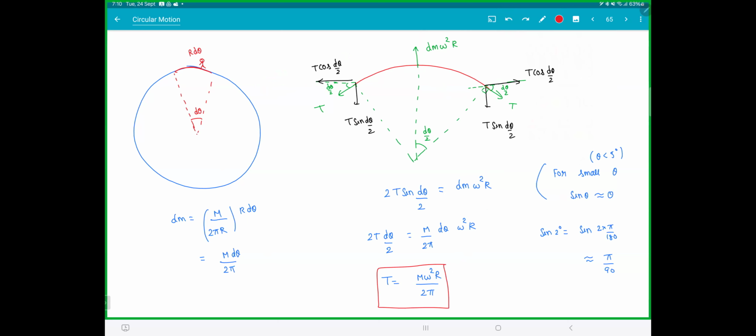So if you take a ring and start rotating with omega, because of its own centrifugal forces, the ring will start getting a tension. And if you can really rotate it pretty fast, there is a chance the ring will shatter.